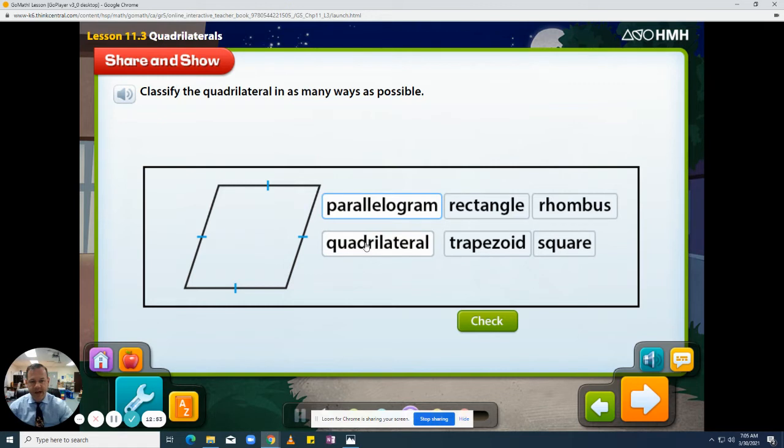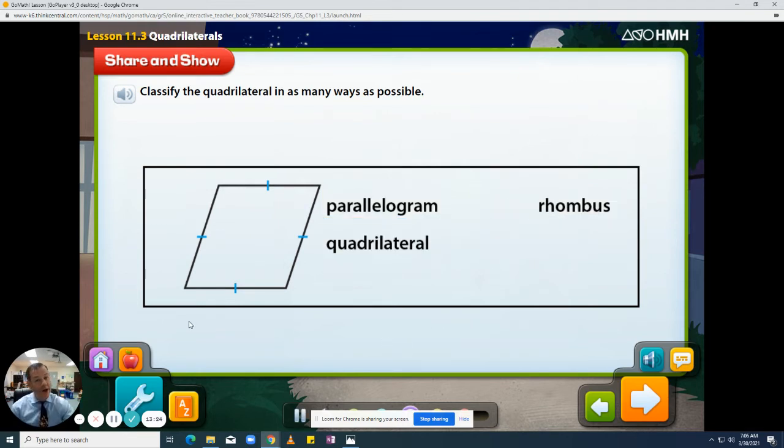Is it a four-sided shape? Quadrilateral, yes. Is it a rectangle? No. Why is it not a rectangle? Because a rectangle has to have right angles. Remember the perfect L's? It doesn't have any. Is it a trapezoid? No, because a trapezoid only has one set of parallel lines, and this one has two sets of parallel lines. Is it a square? Nope, because there's no right angle. So is it a rhombus? Is it like a diamond or a kite? Yes.